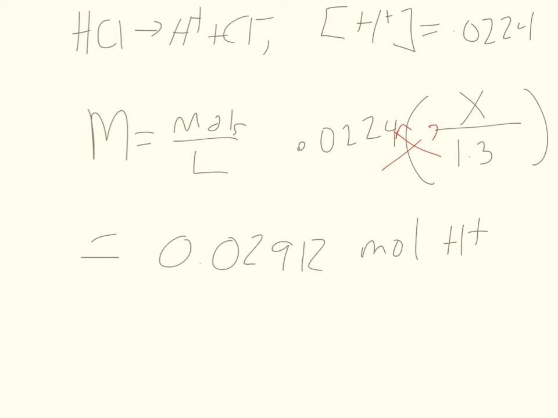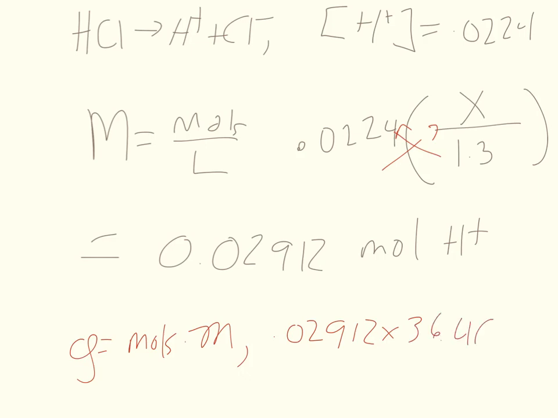Well, if there's a 1 in each of those spots, then this is as easy as grams equals moles times the molar mass. Or, in this case, 0.02912 times the given 36.46 equals 1.06 grams of HCl. There you go, final answer.